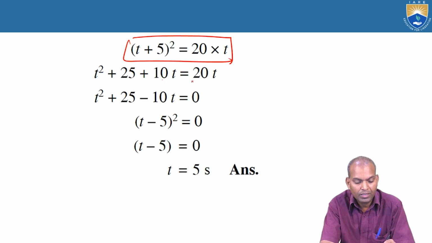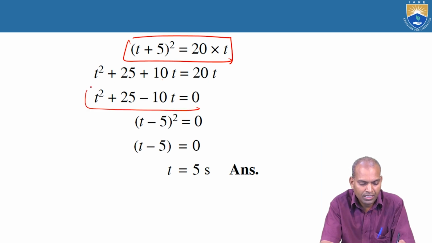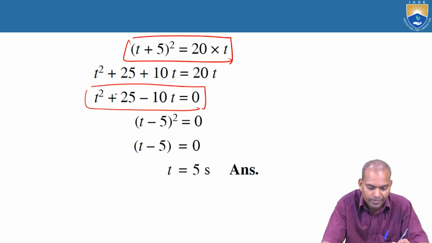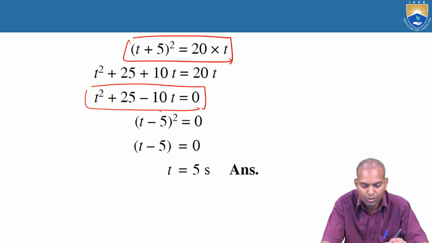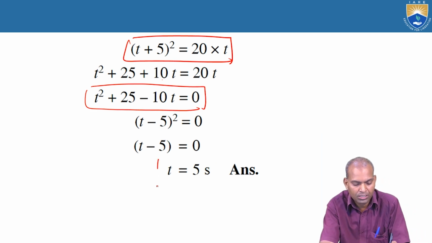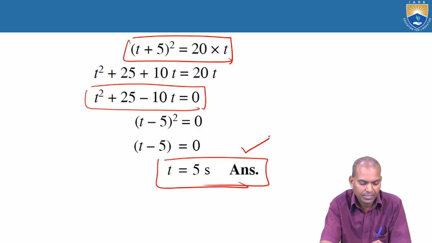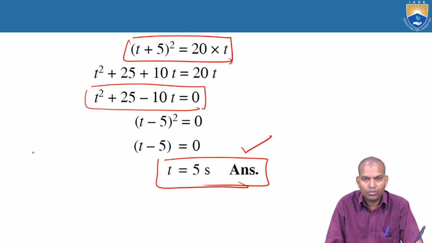So what will happen here? t square plus 25 minus 10t equal to 0. Now it is nothing but (a minus b) whole square, a square plus b square minus 2ab. That is (t minus 5) whole square equal to 0, so t minus 5 equal to 0. That is t equal to 5 seconds.